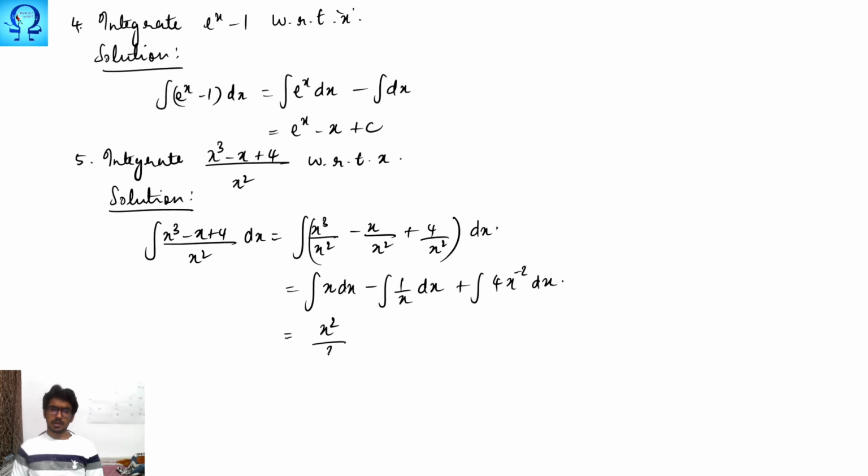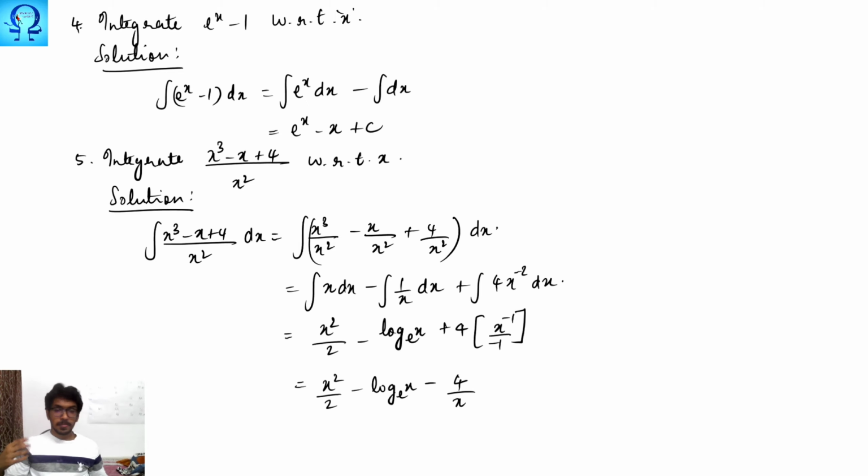So this is x^2 upon 2, and this is log x to the base e, and once you take 4 outside, you will have x^(-1) upon -1. So this is x^2 upon 2 minus log x to the base e minus 4 upon x, and this completes the problem. And actually we forgot to do one thing, that is, we have to add the constant of integration, and this actually completes the problem. Thank you.